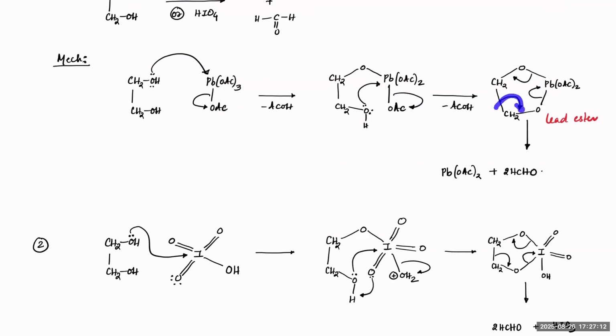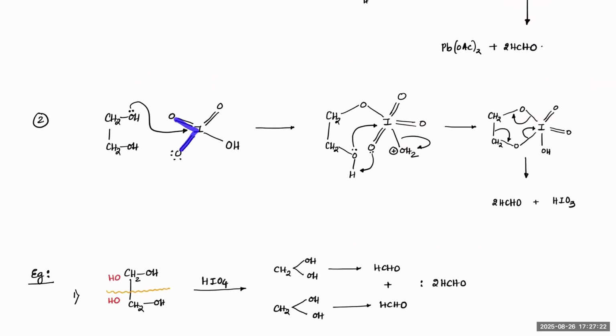The carbon-carbon bond will break. Here the bond will go. Here the bond will break. So what we get here is aldehyde. The same logic applies to HIO4 also.